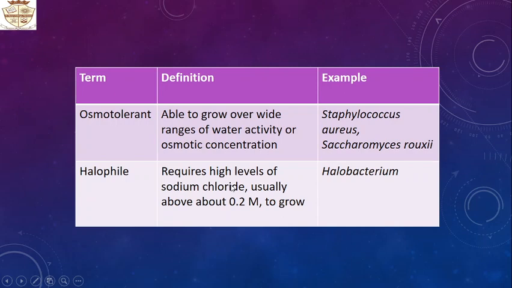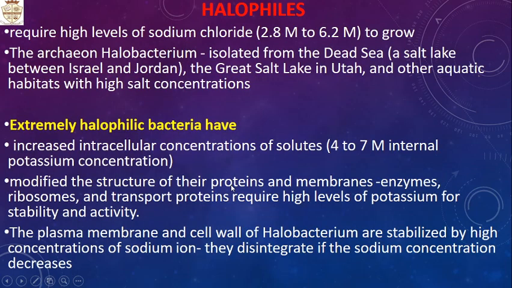Now in connection with this, we have another term, halophile. Halophiles are microorganisms which love high salt concentrations, and require high levels of sodium chloride. It can even be potassium chloride. Salt need not always mean sodium, it can be potassium also. Usually above about 0.2 molar to grow. A common example is Halobacterium. So halophile, salt-loving microorganisms, example, Halobacterium. Halophiles require high levels of salt to grow, 2.8 molar to 6.2 molar.